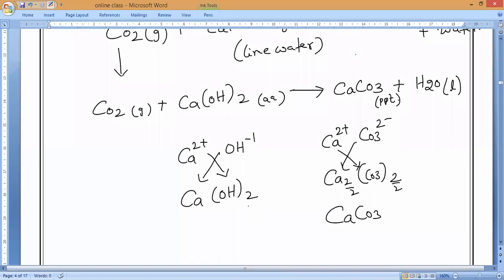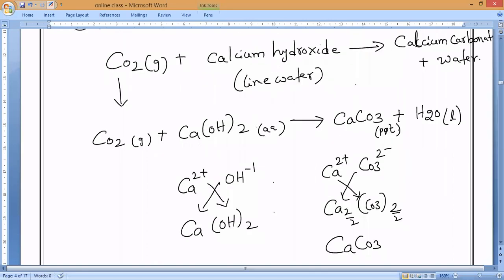So that is the example. So these are the second type of reaction. What is the second type of reaction? Formation of precipitate. Clear? Any doubt? Anybody can ask. Understand? No, sir.